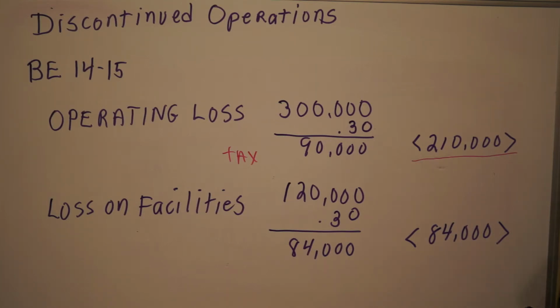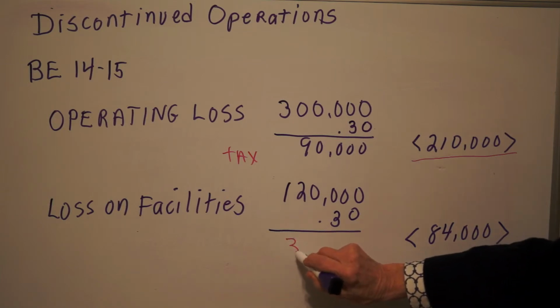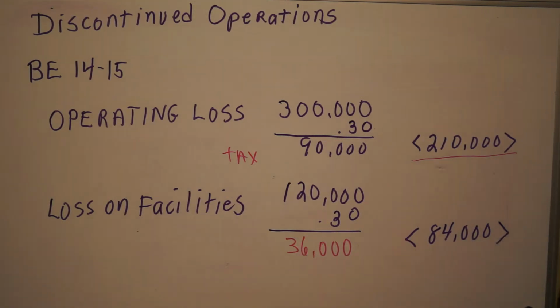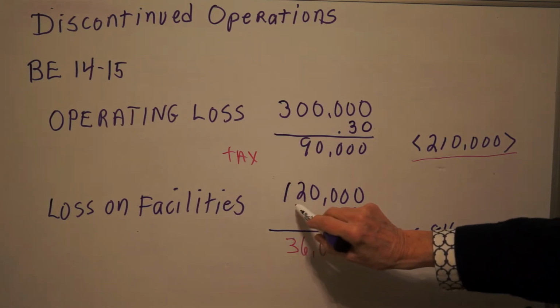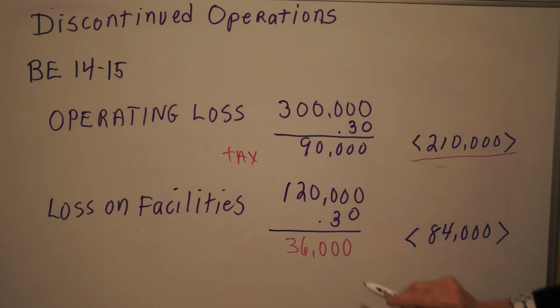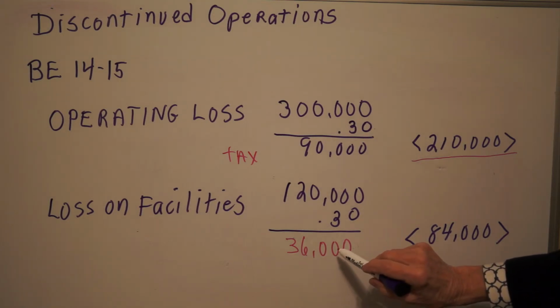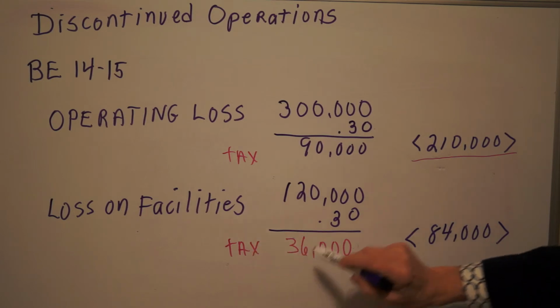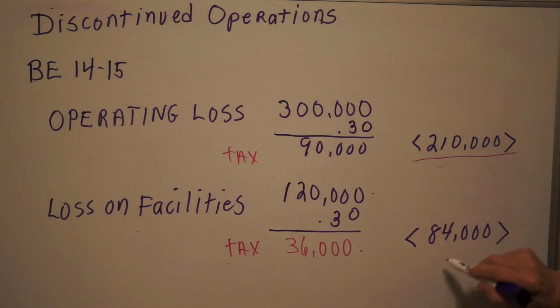Then the company also sold off the facilities of this division, the European facilities, and I have a wrong number here. I just noticed. Okay, so that should be 36,000. So they had the loss of 120,000 times the 30% tax rate gives them a $36,000 tax. And so when you go the 120 minus the 36, this is the amount that would be reported on the income statement.